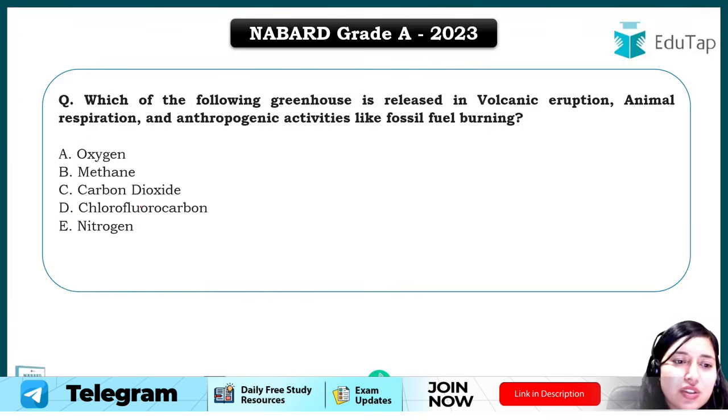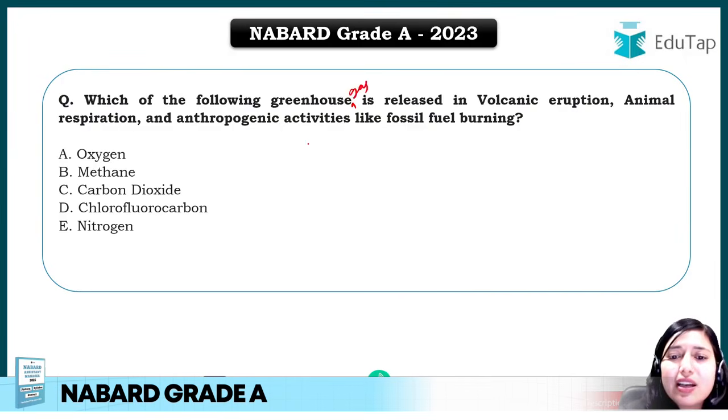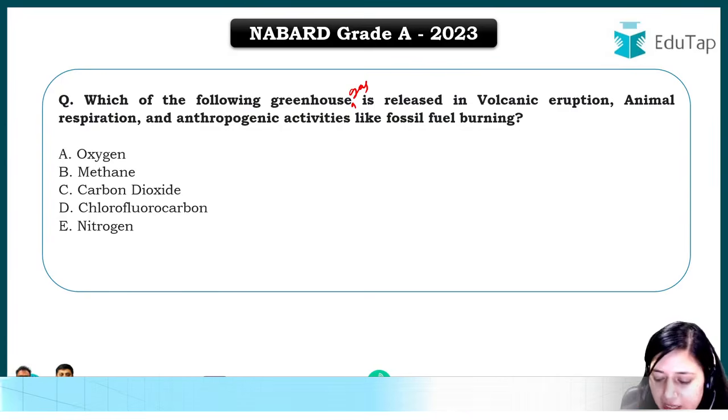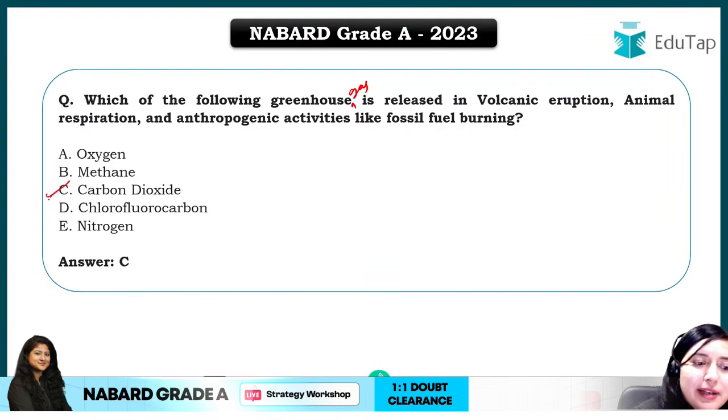Okay, next question is which of the following greenhouse gases is related to volcanic eruption, animal respiration and anthropogenic activities like fossil fuel burning. Answer for this question is, students, carbon dioxide, right?